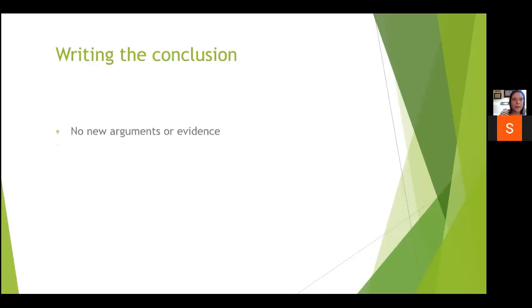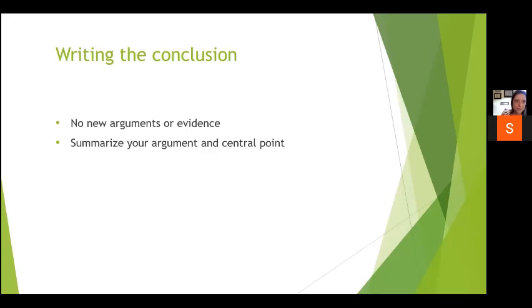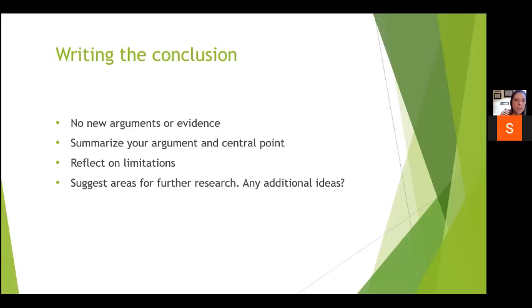So writing the conclusion. When you're writing your conclusion, you're actually writing about everything you have written about, okay? So no new arguments or evidence. Summarize your argument and central point. Reflect on the limitations, again, the gaps. Maybe you didn't find enough information. Maybe you did find information, but not enough. So summarize that. Suggest areas for further research. Maybe you have additional ideas. Put them in here. This is where you will write this stuff in your conclusion.